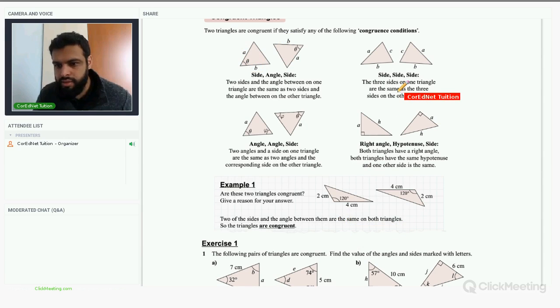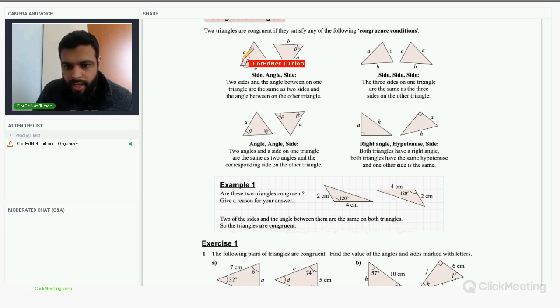Okay, side, side, side. The reason for that is, if you've got this angle, this side and this side the same as this angle, this side and this side, then this line has to be of a certain dimension, and that angle there has to be of a certain dimension. So it doesn't matter which way around it is, it's always going to be the same.